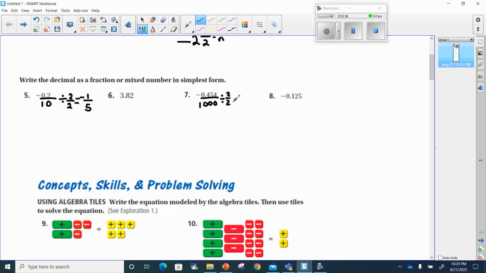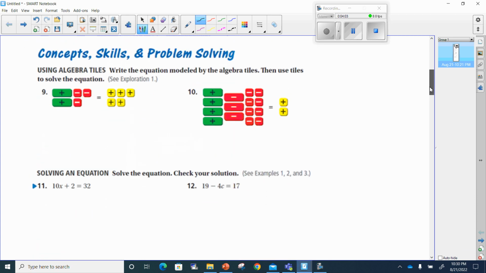That's going to give me, let's see, 227. That's negative 227 over 500. 6 and 8 were yours.